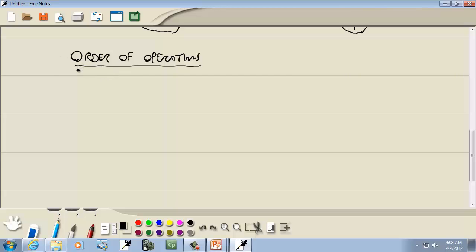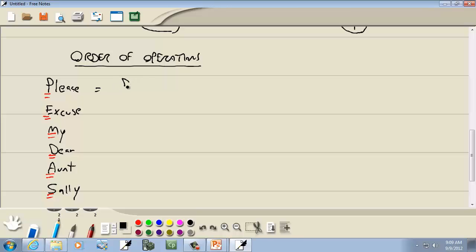Now we've got a way to help us remember what to do. It's Please Excuse My Dear Aunt Sally. And the first letter of each of these words will kind of guide us on what to do.